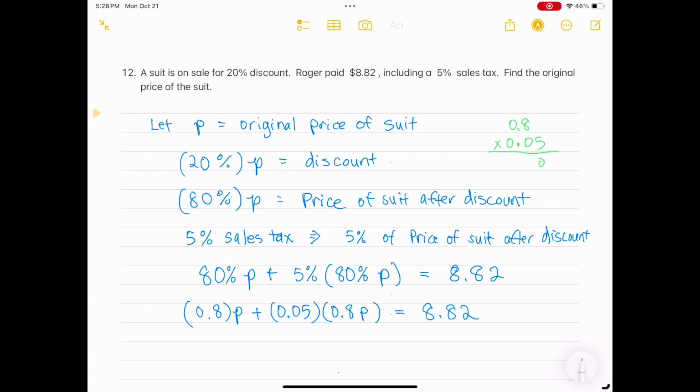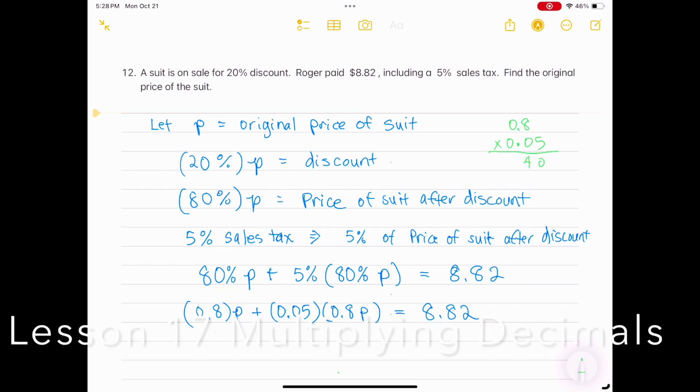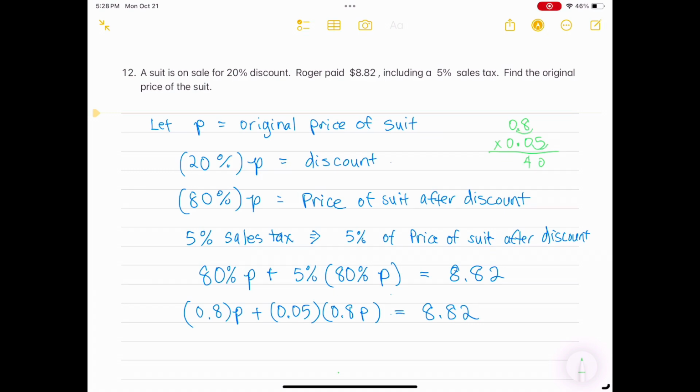You can watch my earlier video, Lesson 17, on multiplying decimals if you need a refresher on this skill. 0.8 times 0.05 works out to be 0.04, and I will write that down underneath the problem on the next line. And you can see I write 0.04 directly underneath the multiplication above to show that's the simplified value. And that way you can track your calculation as you go from line to line.